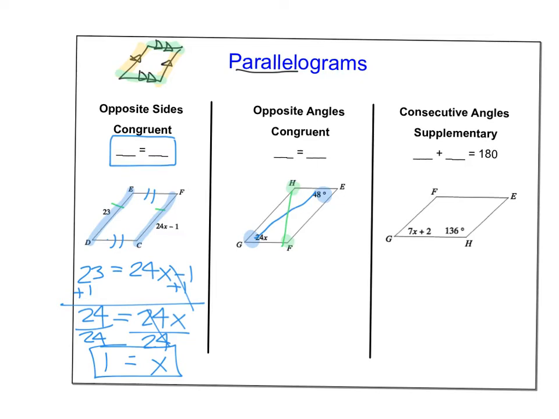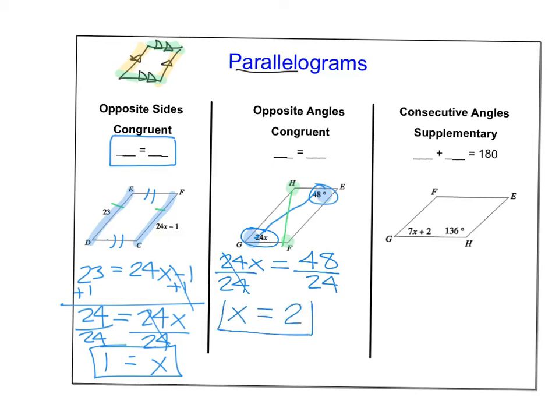So we're going to take the congruent angles and set them equal to each other. So I have this angle here, 24x, equals this angle here, 48. All right, now I'm going to solve for x. So I'm going to divide both sides by 24. I get x equals 2. All right, and that's my answer there. I'm going to highlight those.